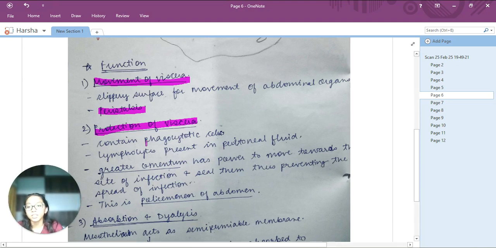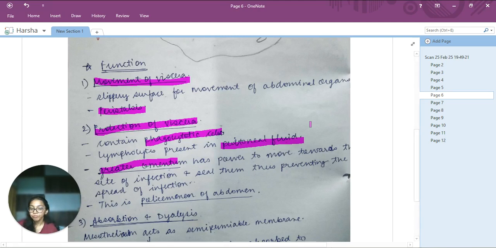So it contains what? It contains phagocytotic cells. It contains lymphocytes present in the peritoneal fluid. Very important: what is present in peritoneal fluid? Lymphocytes are present in the peritoneal fluid. Then the greater omentum has power to move towards the site of infection. Any kind of infection occurring in the abdominal cavity, the greater omentum has the ability to move towards the site of infection, seal that part and prevent the spread of that infection to other areas of the abdomen.